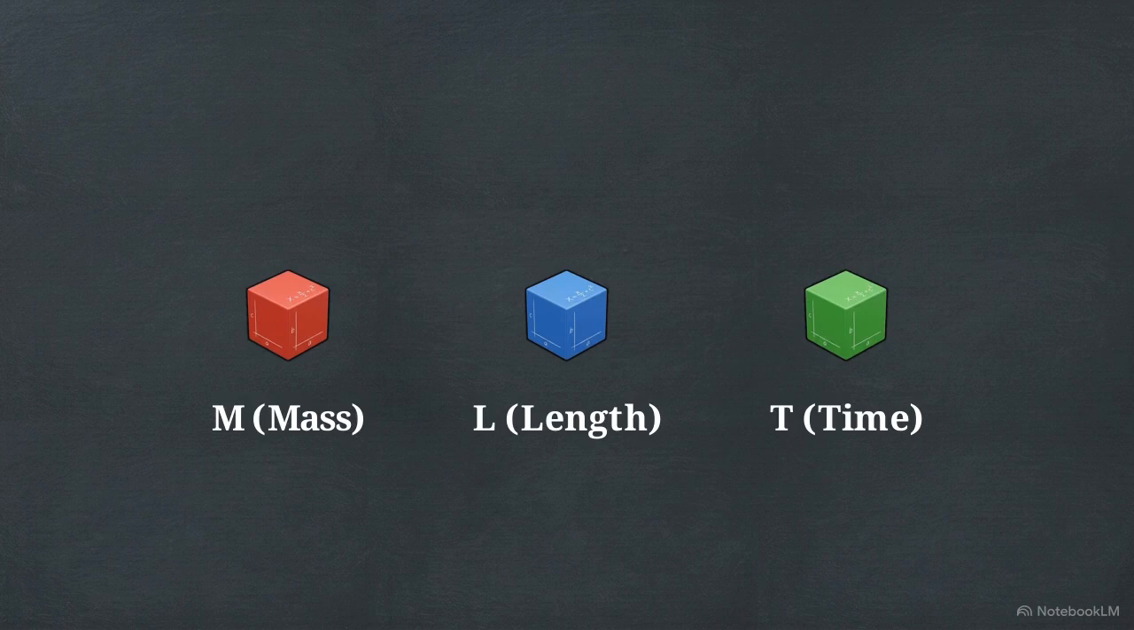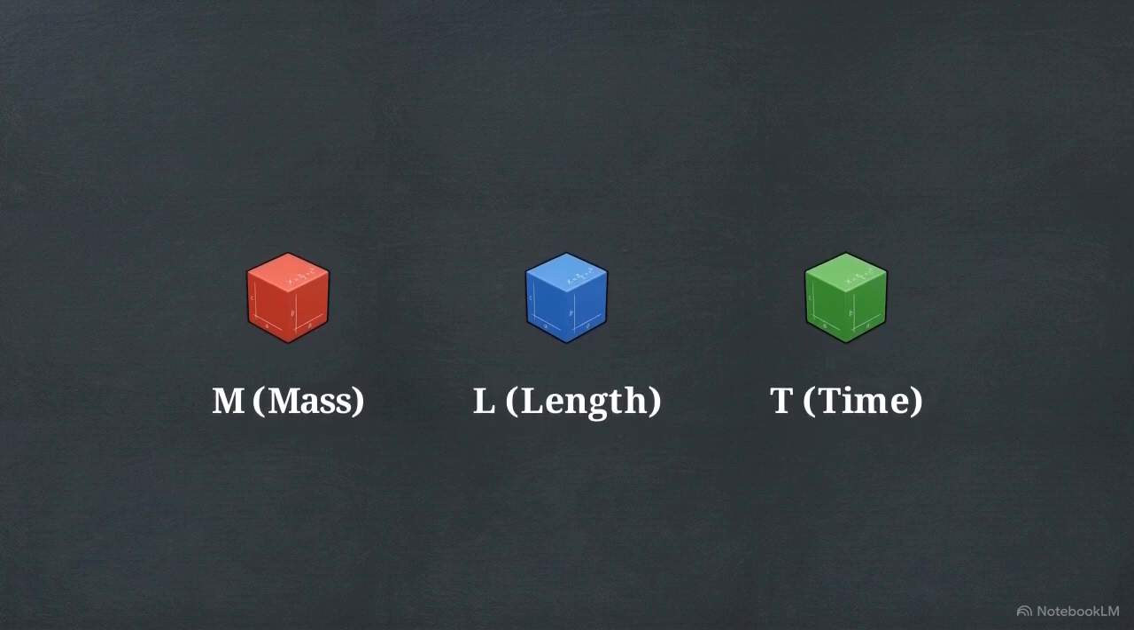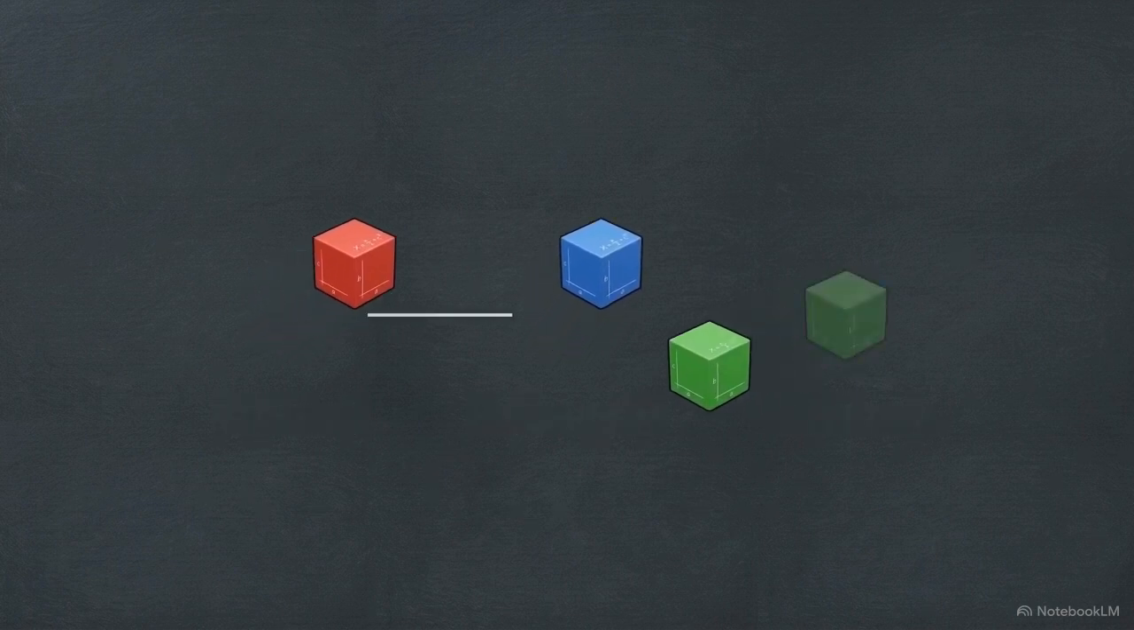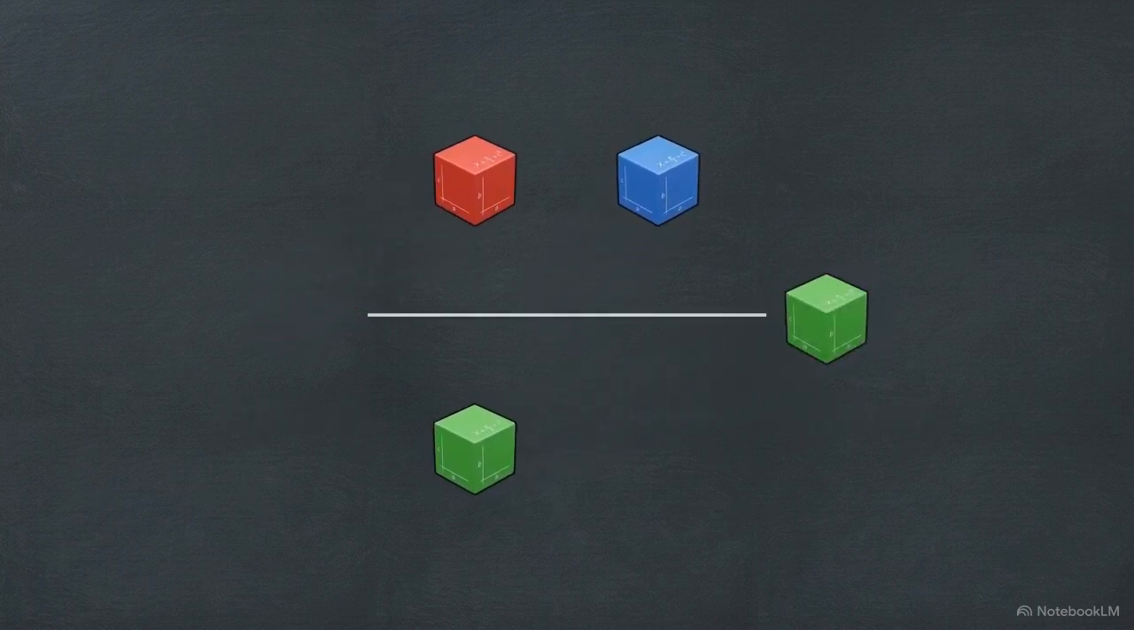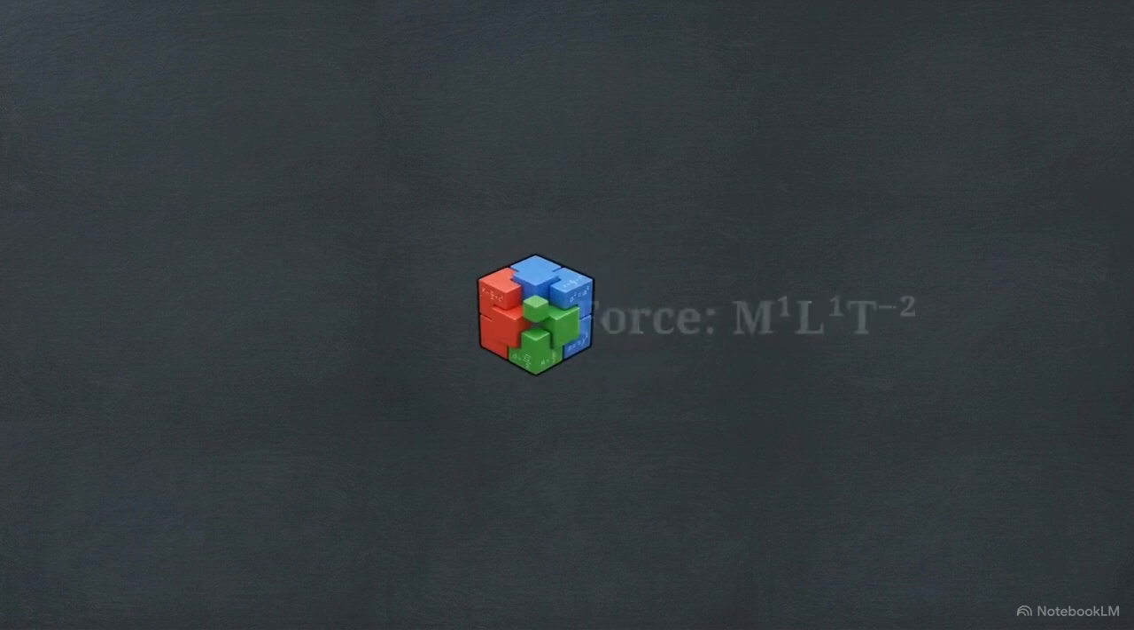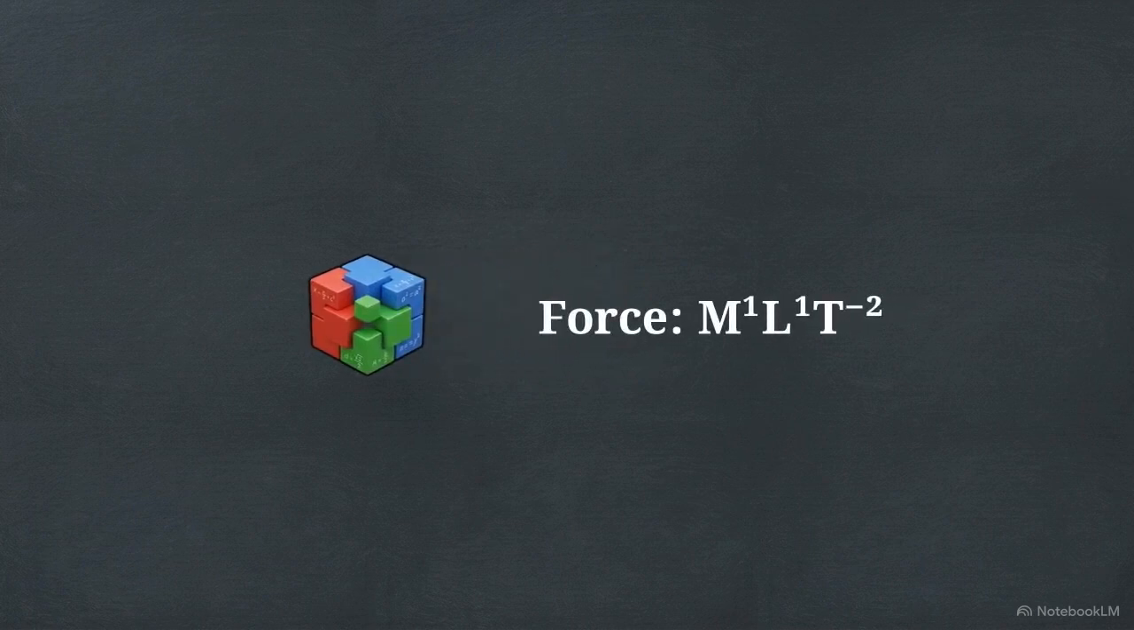Every physical phenomenon we measure is built from these primary dimensions. Derived quantities are created when we multiply or divide them. Combine them in specific ratios to map any concept, like force.